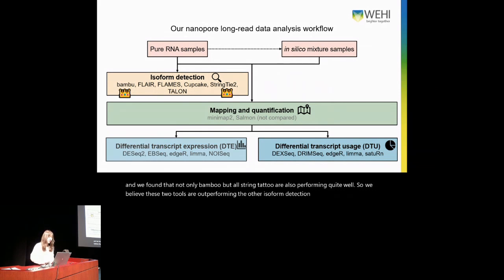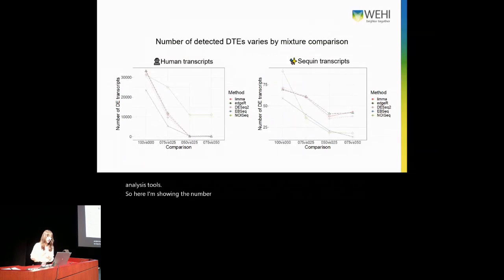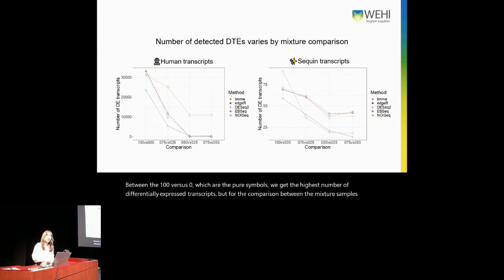Okay, and then let's go to the results for the comparison of differential transcript expression analysis tools. So here I'm showing the number of detected differentially expressed transcripts in each comparison. We can see that in the comparison between 100 versus 0, which are the pure samples, we get the highest number of differentially expressed transcripts. But for the comparison between the mixture samples, the number of DE transcripts we detected decreased because the fold change in them is getting smaller.